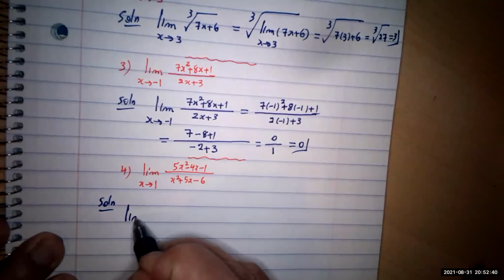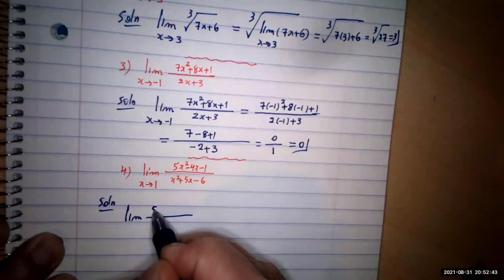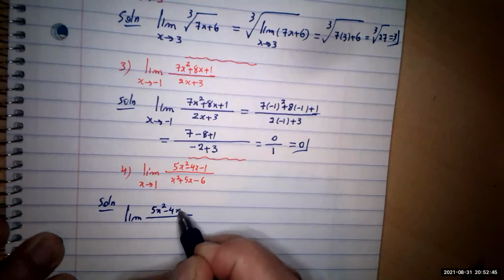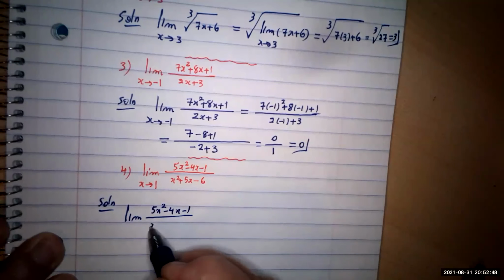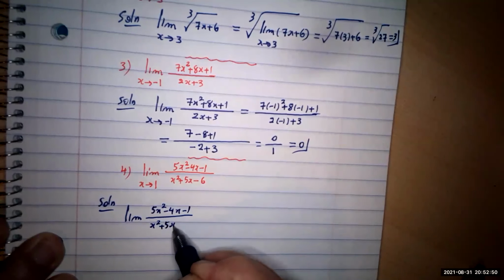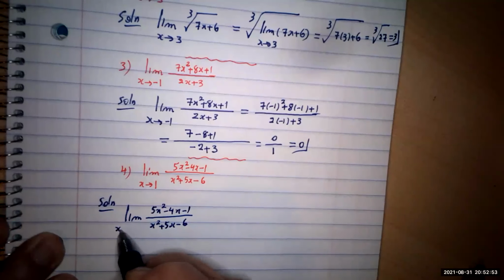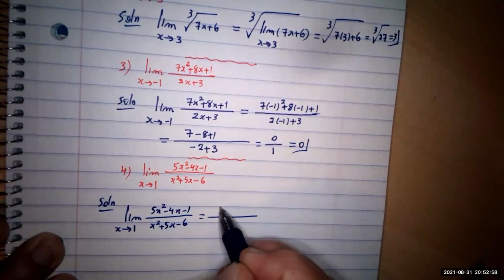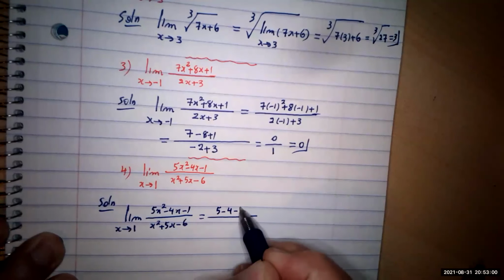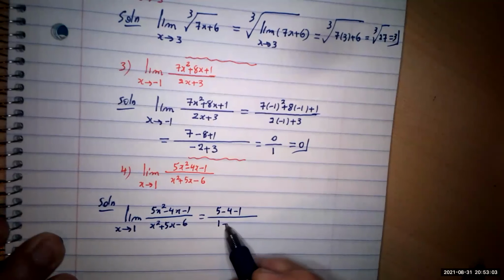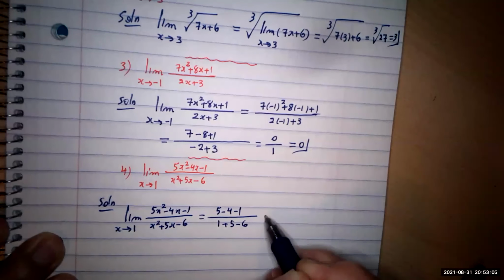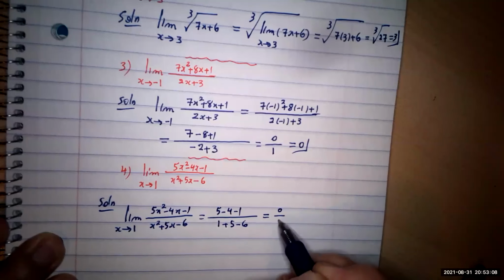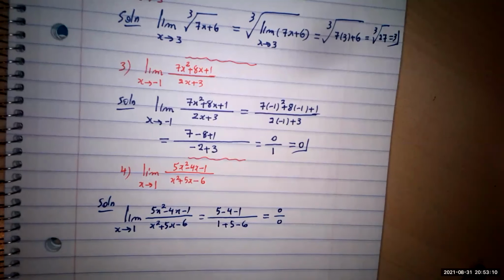So I'm going to rewrite it. It's going to be the limit of 5x squared minus 4x minus 1, over x squared plus 5x minus 6, when x goes to 1. So if you substitute, the top would be 5 minus 4 minus 1. And the bottom one would be 1 plus 5 minus 6. So that would be 0 over 0. Now let's see what it means, 0 over 0 over here.